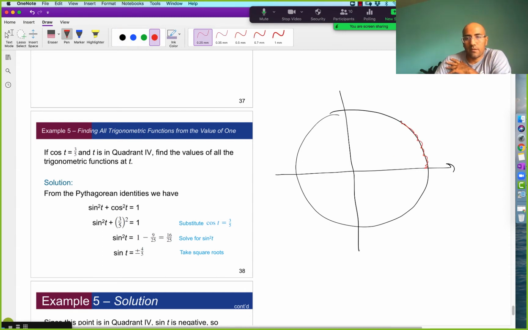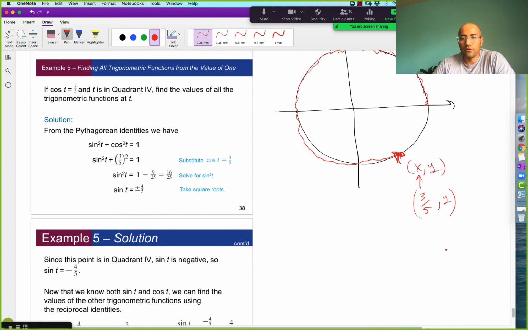So it's something that goes all the way around and ends up somewhere in quadrant 4, like this. Okay, so we end up with some point there, some terminal point x comma y. And we know that cosine of this is equal to 3/5, so this must be 3/5. Okay, so now how do we find this value over here?